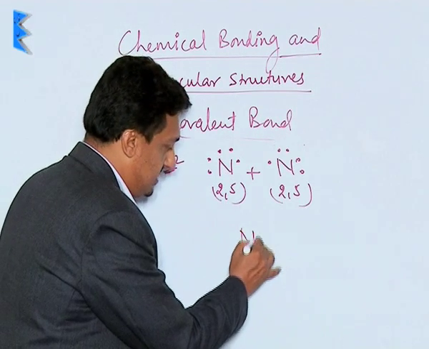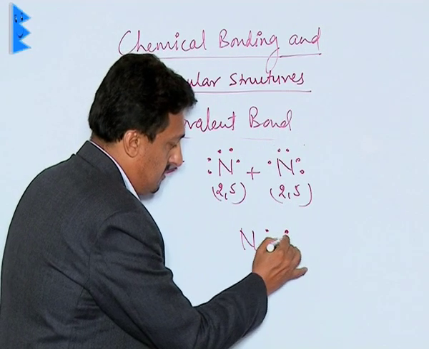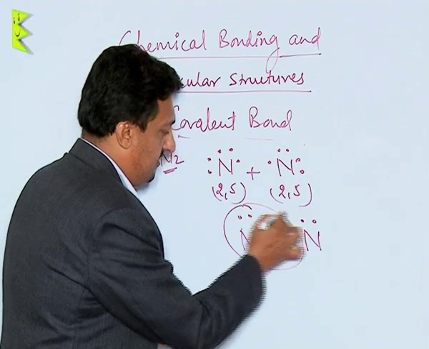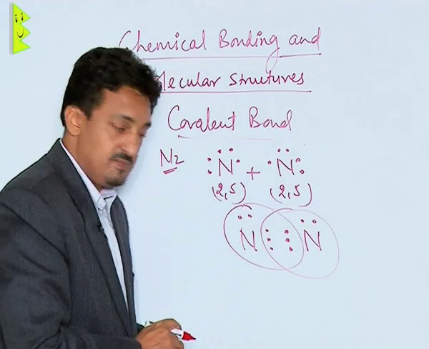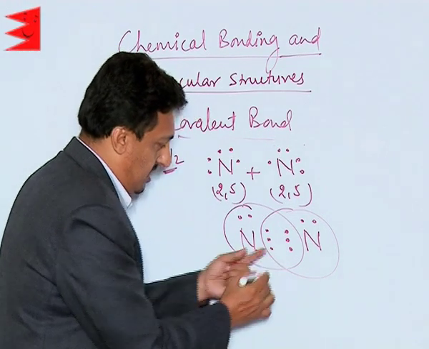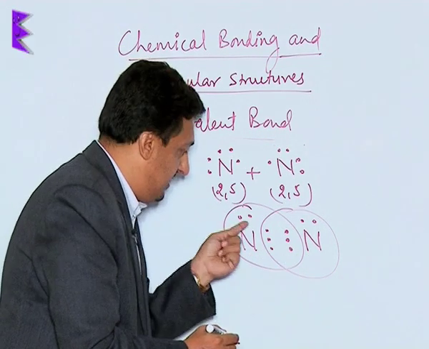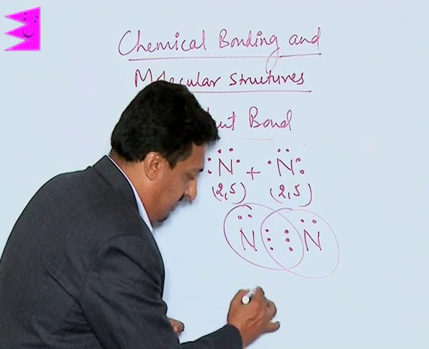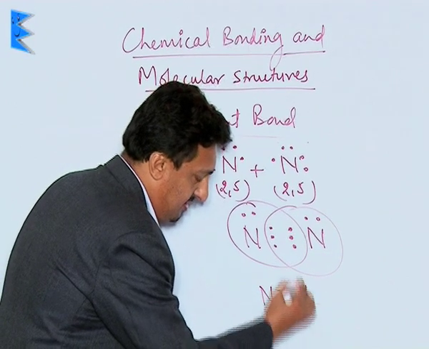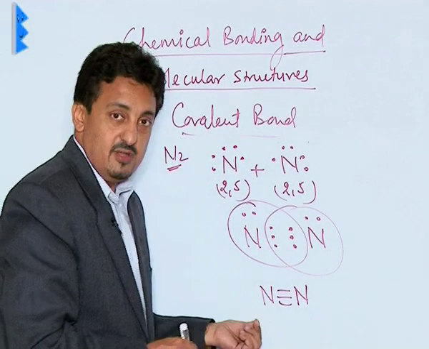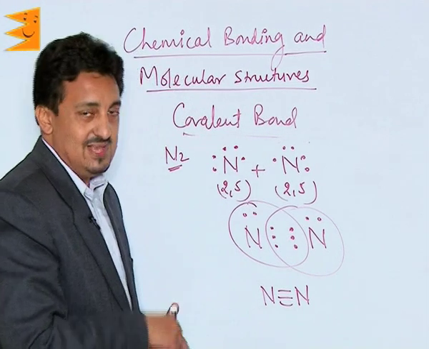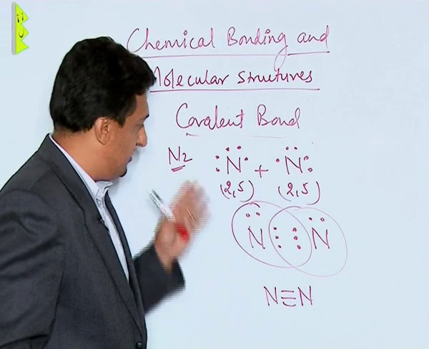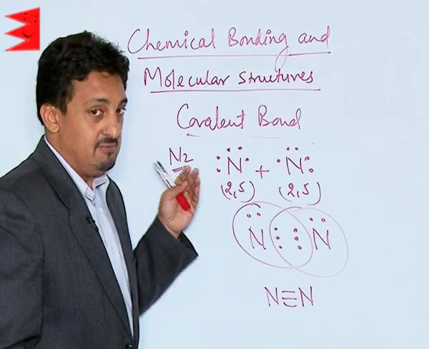So what we find is they are sharing these 3 pairs like this. These are the 3 pairs which are shared between the 2. So each nitrogen has 1 lone pair and 3 bonded pairs, and we can draw this molecule like this. So it's called a triple bond. So the nitrogen molecule has a triple bond, the oxygen molecule has a double bond. These are the examples of molecules which have multiple bonds.